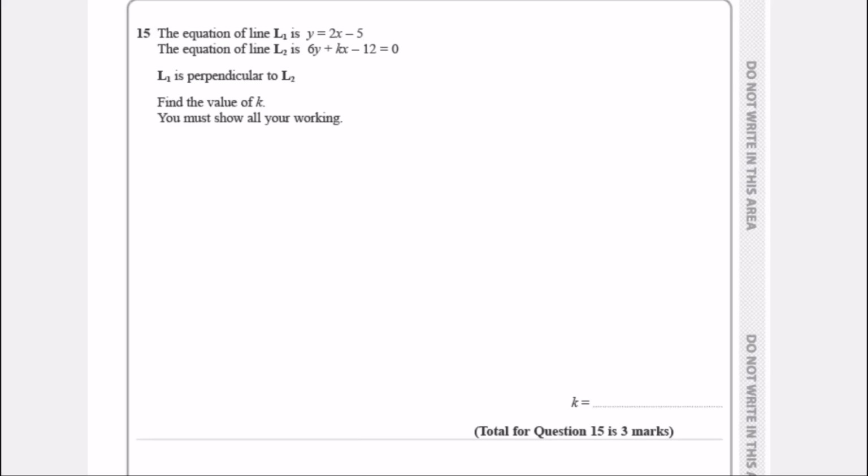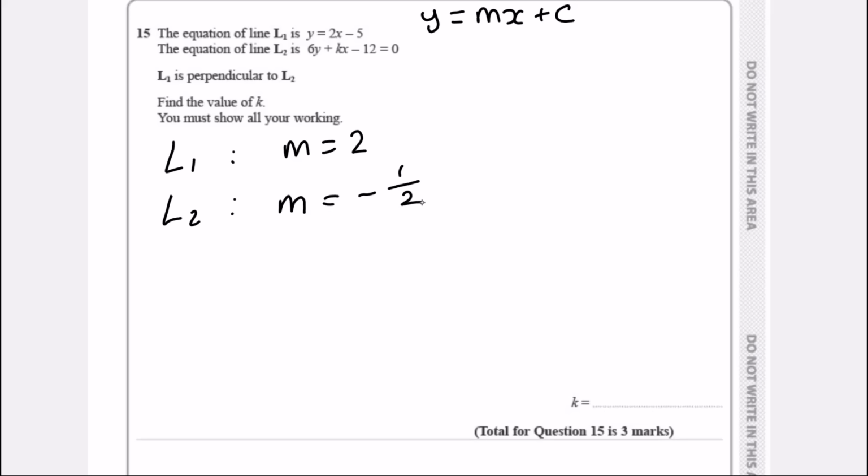Question 15. The equation of line L1 is y equals 2x minus 5. The equation of line L2 is 6y plus kx minus 12 equals 0. L1 is perpendicular to L2. Find the value of k. When we have two perpendicular lines, one's gradient is the negative reciprocal of the other one's gradient. For L1, it's in the form y equals mx plus c, so m is the gradient, and the gradient is 2. So the gradient for L2 must be the negative reciprocal of 2, so minus a half.